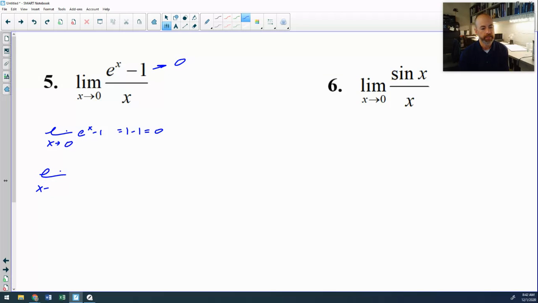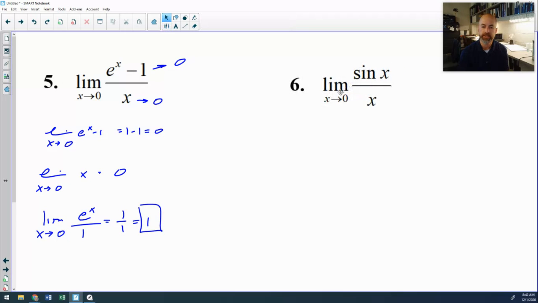My bottom, x approaches 0 of x. Well, plug in 0 for x and you get 0. So my bottom is approaching 0. Therefore, I know that the answer to my overall limit is going to be the same as the limit of their derivatives. The derivative of e to the x minus 1 is just e to the x over the derivative of x is 1. E to the 0 is 1 divided by 1 is 1. So there is our answer for that one.